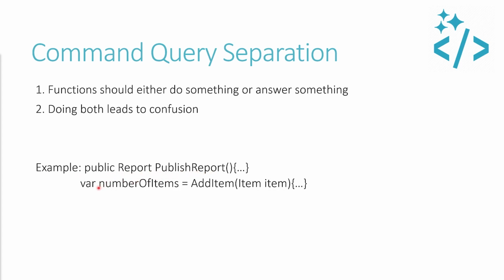Another one is we get a number of items and we add an item, but it's not clear in this context what this number of items is and why it is returned from the add item method. So this command query separation is a very important aspect in the overall architecture of the system, and all methods should basically respect this separation.